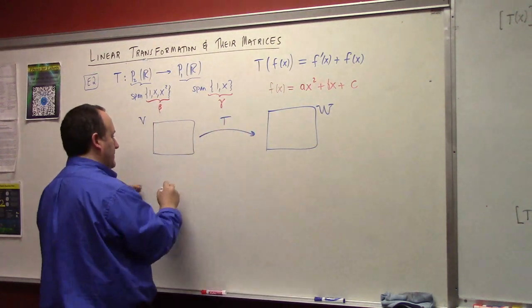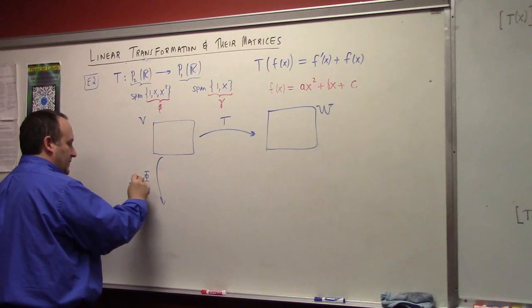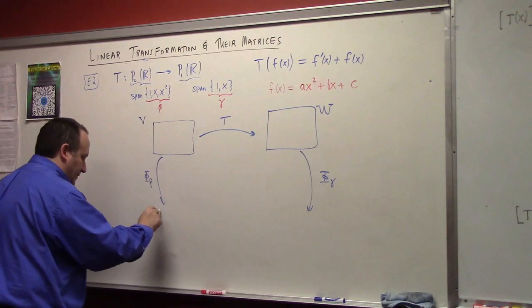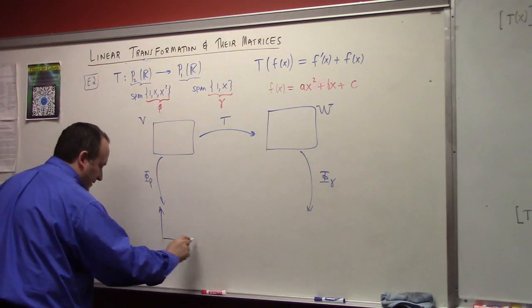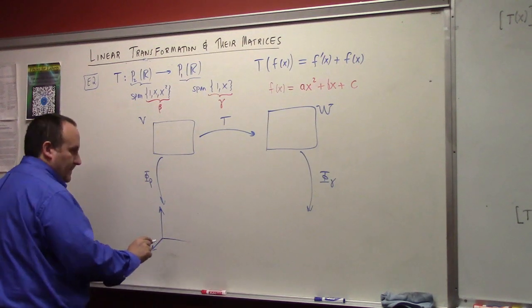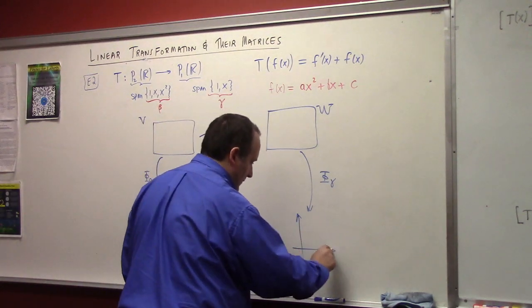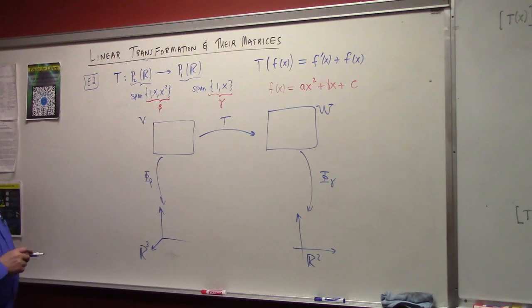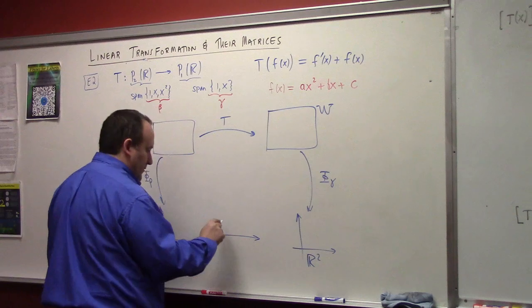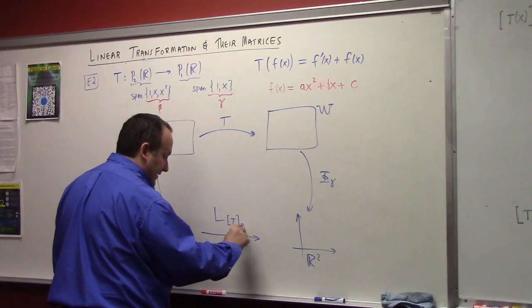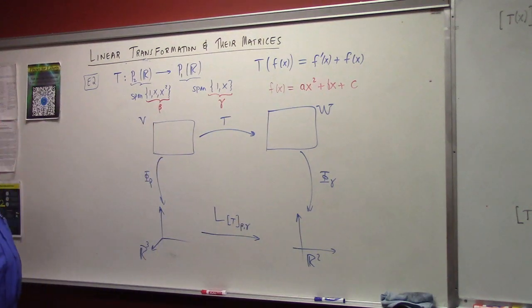T maps from here to here. Then we've got phi beta, we've got phi gamma over here. Down here, we've got R3. And over here, we've got R2. All right? And here, we can look at the mapping, the left multiplication by the matrix of T with respect to beta gamma. That's the sum total of what's going on here.